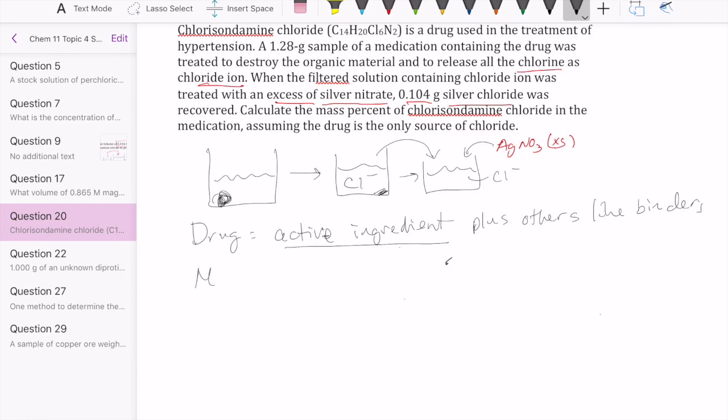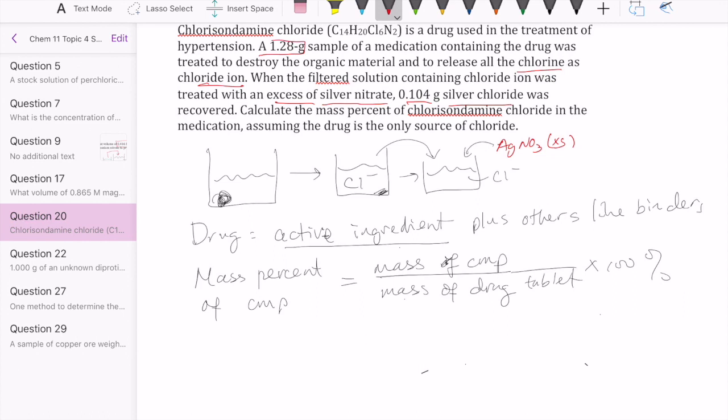So then the mass percent of the compound is just going to be calculated by taking the mass of the active ingredient, in this case, divided by the mass of the drug tablet. One of the things you need to interpret is that the 1.28 grams that's given is the mass of the drug tablet. So what we have to figure out is the numerator. We don't know what that is, the mass of the compound. And we can do that by working backwards.